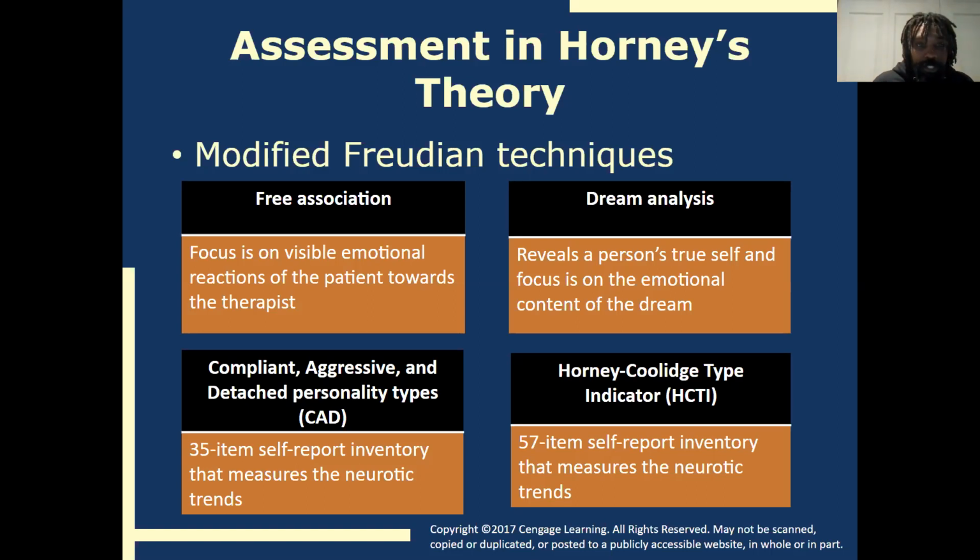If you move down, we see there are the compliant, aggressive, and detached personality types. So this was a 35-item self-report inventory that measures the neurotic trends, which was created and stemmed from Horney's theory, along with the Horney-Coolidge Type Indicator, or HCTI, which is a 57-item self-report inventory that measures the neurotic trends.